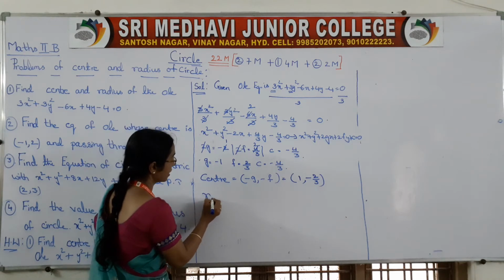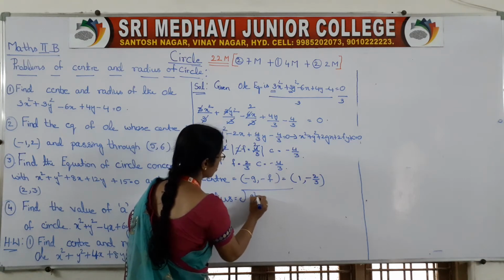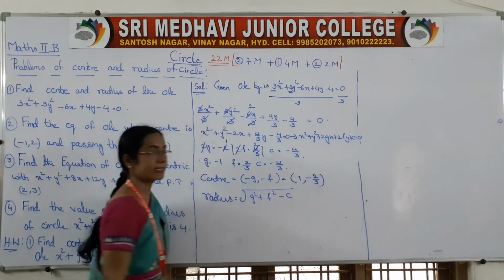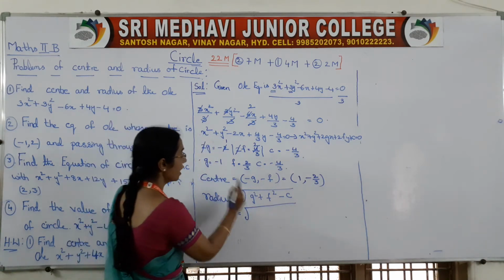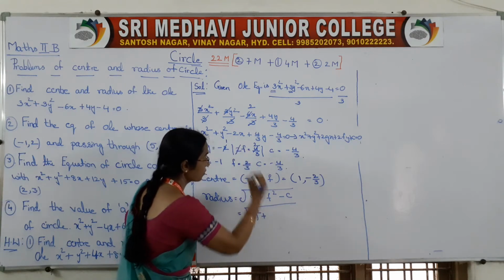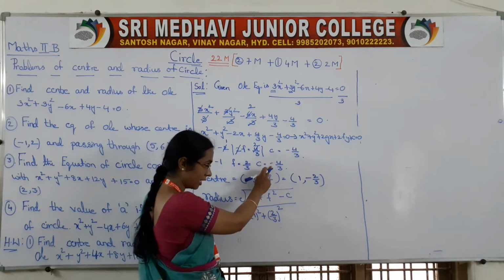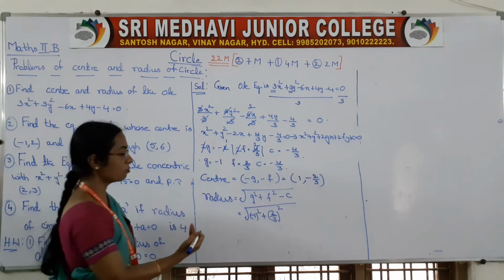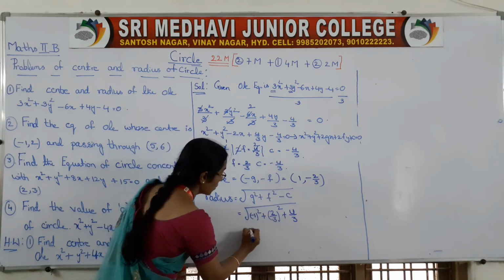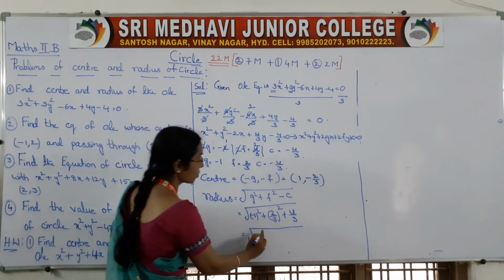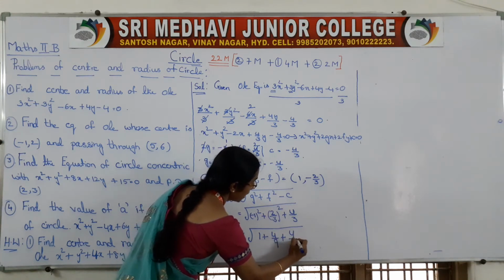Next, you take the radius. The formula for radius is root of g square plus f square minus c. What is g value? Minus 1 square. F square is 2 by 3 square. Minus c, and c value is minus 4 by 3, so minus of minus is plus 4 by 3. Now you see, minus 1 square is 1 and 2 by 3 whole square is 4 by 9 plus 4 by 3.